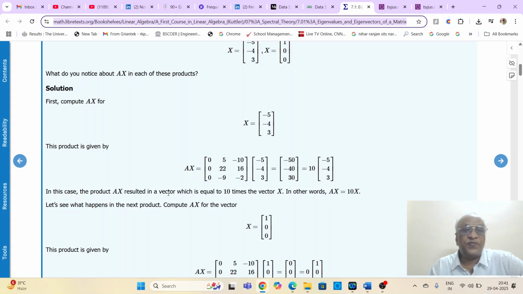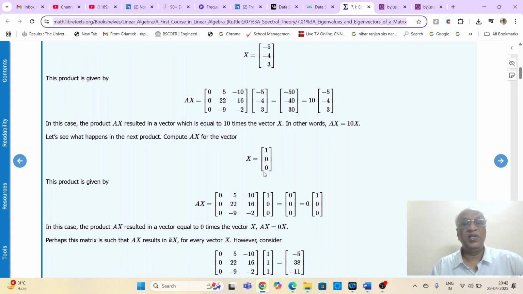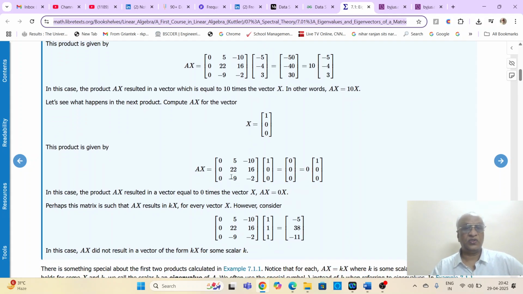So in this case, this AX resulted in a vector which is equal to 10 times the vector X, is it not? So it means AX is equal to 10x. Similarly, let us take the value of X as 1 0 0, and when I do that, I found out that the vector is equal to 0 times the vector X. So AX is equal to 0x.